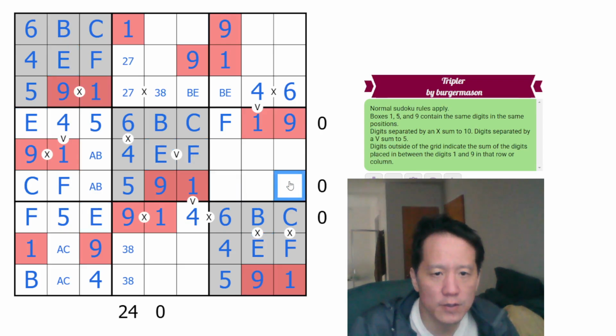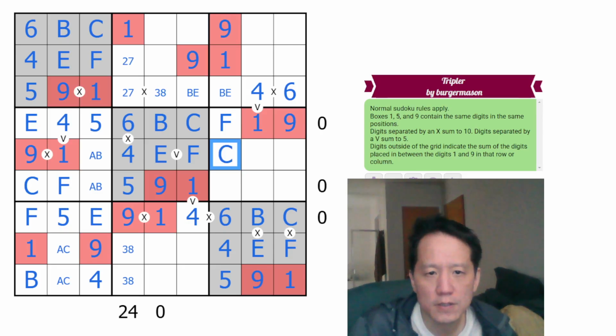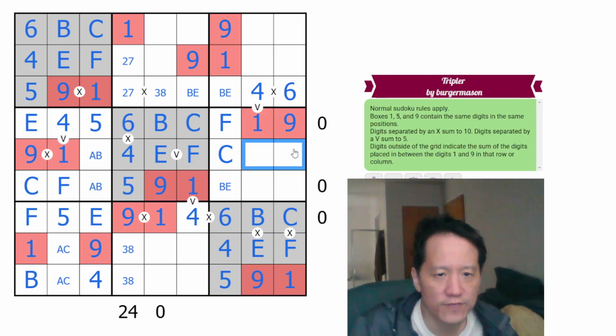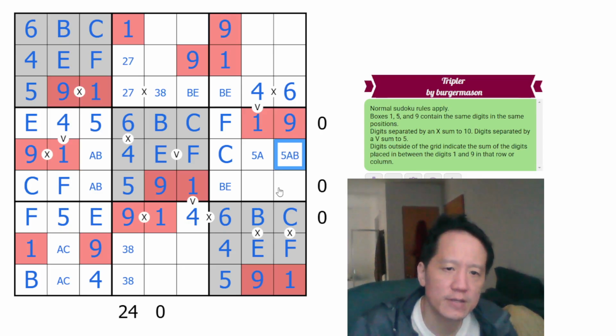E cannot be E. Okay, so what are the remaining cells here? We have B, E, and C, right? This can't be C, so this must be a C. Which makes this a B or an E. That doesn't really tell us much. The remaining digits here, we have a 5 and an A or B. So this could be 5A, can't be B, and this could be 5A or B. That doesn't tell us much.